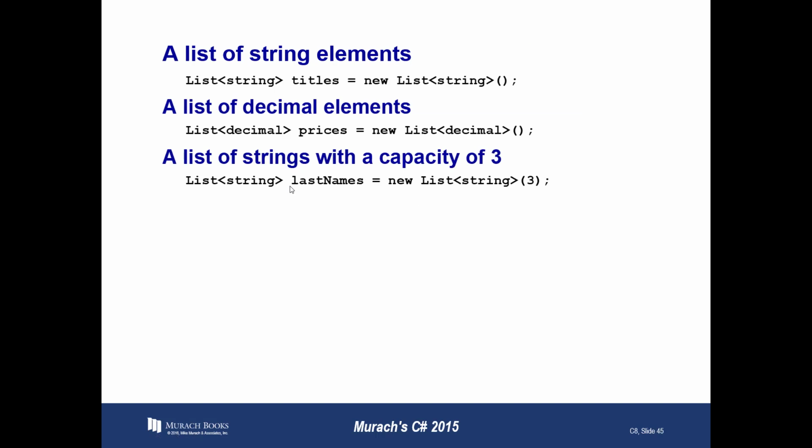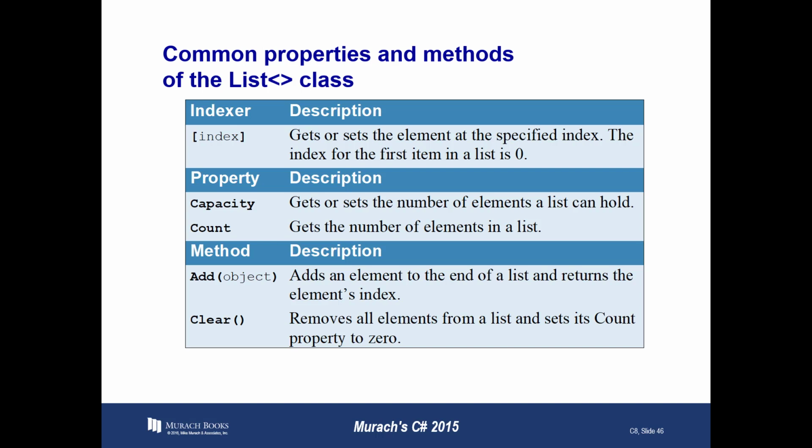So we can have a list of strings, a list of decimals, etc. Here's a string with a capacity of 3. So it'll have element 0, element 1, and element 2. Typically what happens though is when you want to make the list bigger, you just add a new element and boom, it gets bigger. So some of the common properties and methods of the list class are shown here.